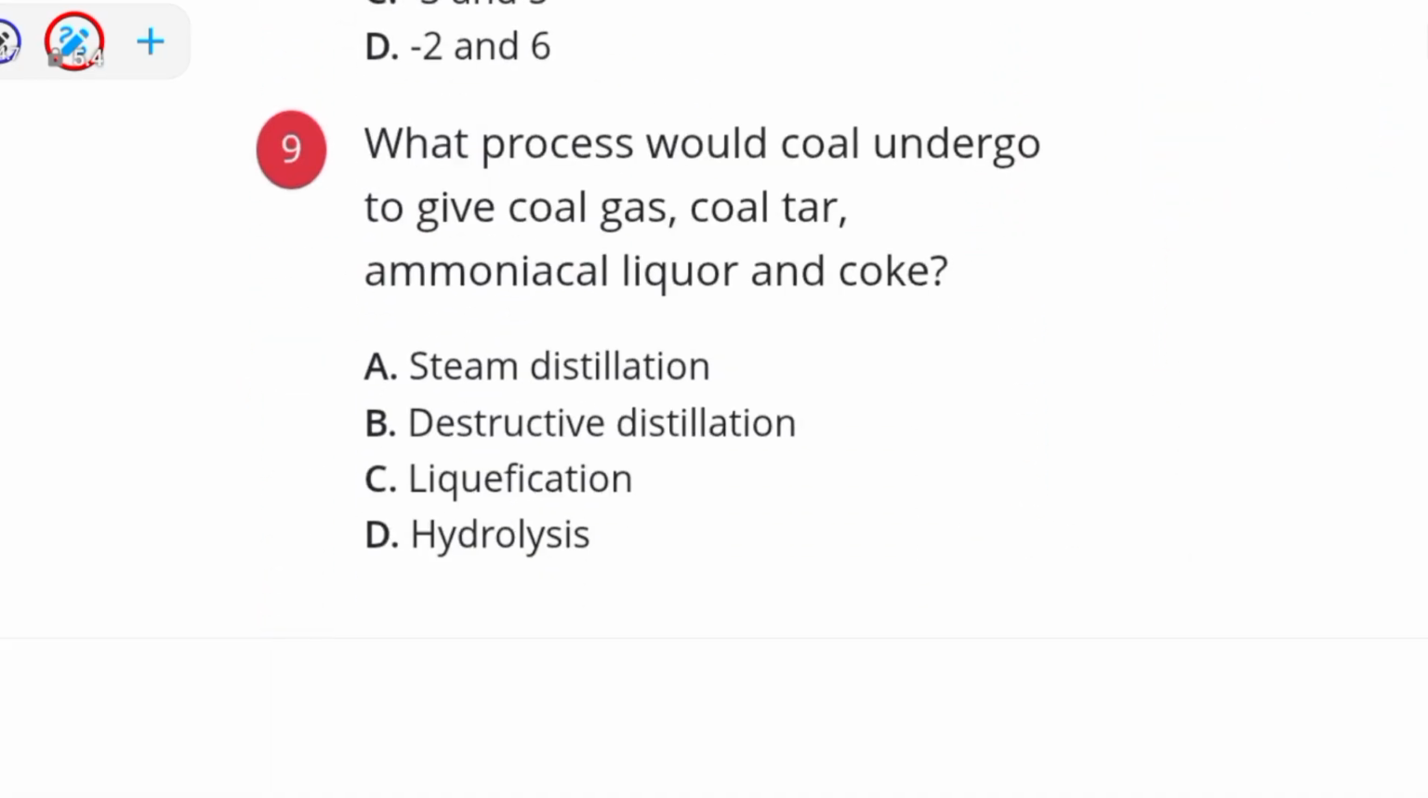Next one is, what process would coal undergo to give coal gas, coal tar, ammoniacal liquor, and coke? So these are the 4 products of the destructive distillation of coal. Okay, so the answer is option B. When coal is distilled destructively, it will give out 4 products: coal gas, which is a gaseous product; coal tar, which is a liquid product; ammoniacal liquor, which is also a liquid product; then coke, which is a solid product. Keep that in mind.